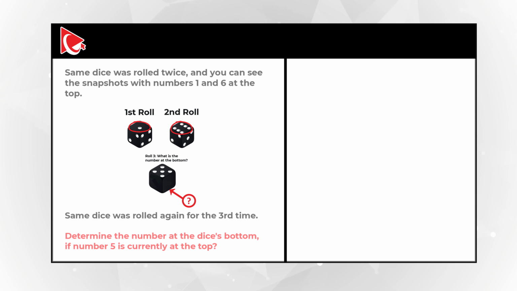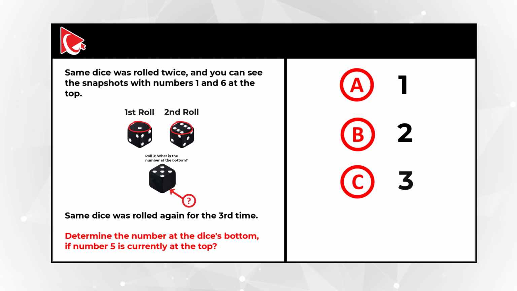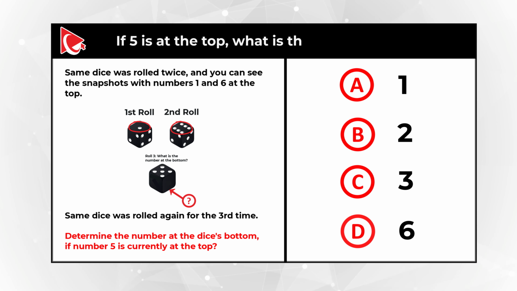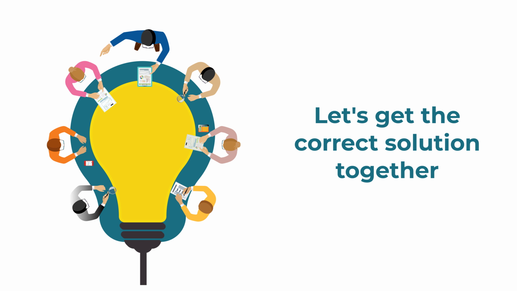You have 4 different choices. Choice A, 1. Choice B, 2. Choice C, 3. Choice D, 6. Do you see the answer? Please take a close look because the answer may not be obvious. Maybe pause this video to give yourself a little bit of time to find the solution. Are you ready? Let's move forward and get to the correct solution together.